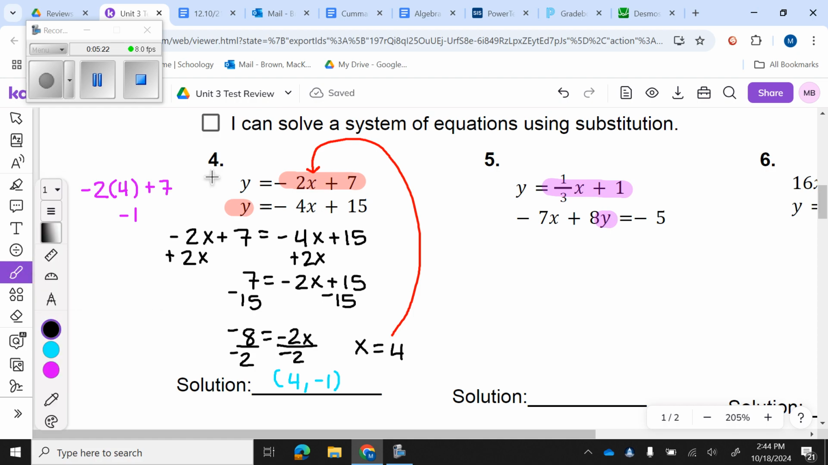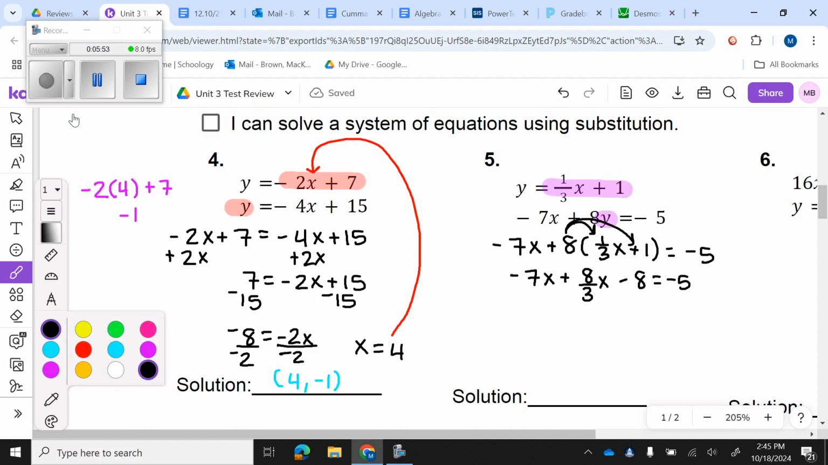Okay, I'm going to rewrite my second equation as negative 7x plus 8 parentheses 1 over 3x plus 1 equals negative 5. All right, so we're going to not freak out over this fraction because our calculator is going to do all the work. I'm going to distribute an 8. I'm going to have a negative 7x plus, when I do 8 times 1/3 in your calculator, you're going to get 8 over 3x plus 8 equals negative 5.